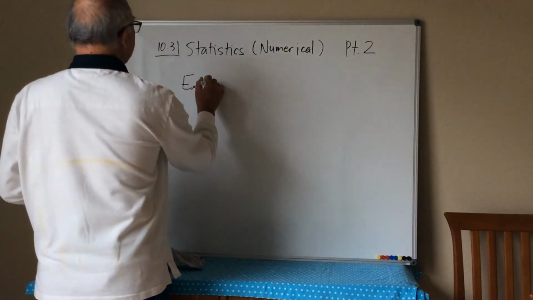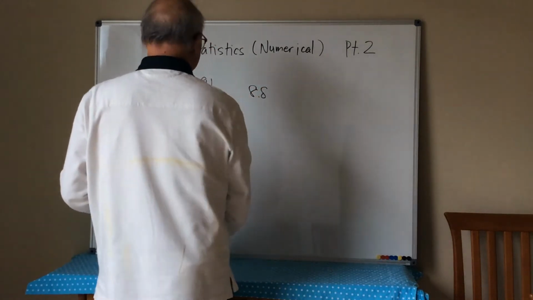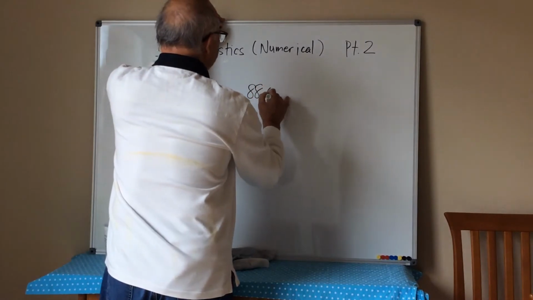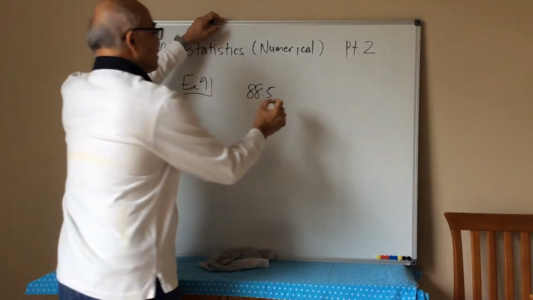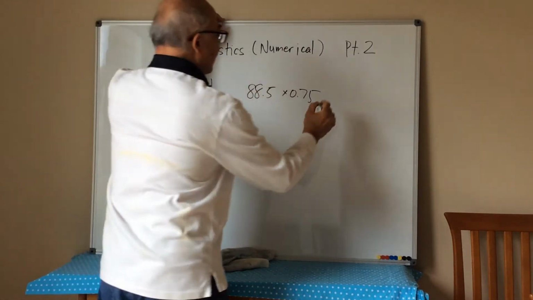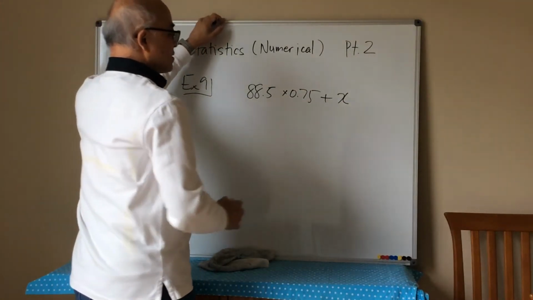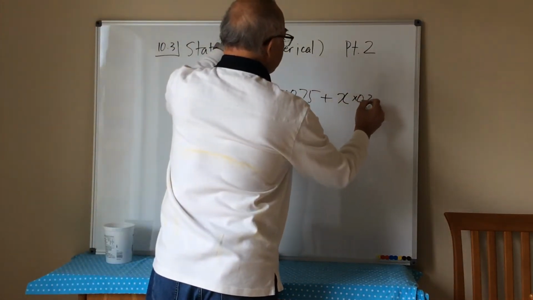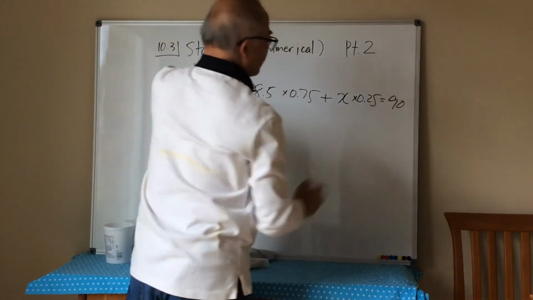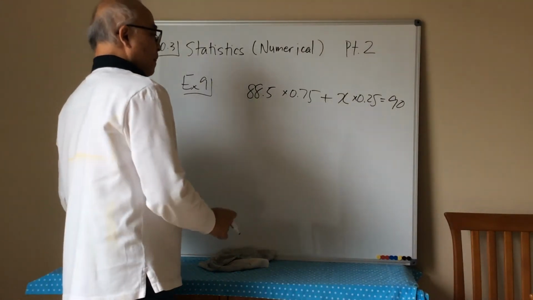Example number 9. So I have 88.5 for basically what amounts to 75% of your grade, right? So this is 75% of your grade, right? And then on the final, if I scored a point X, right, that's going to be 25% of my grade, right? And I want these to add to at least 90, correct? So that's what we're trying to solve for, right? Okay? So what do I get?